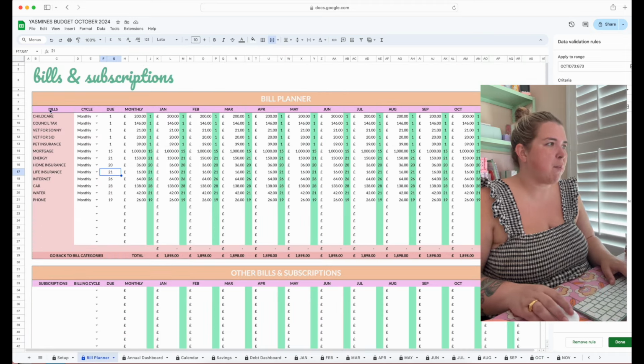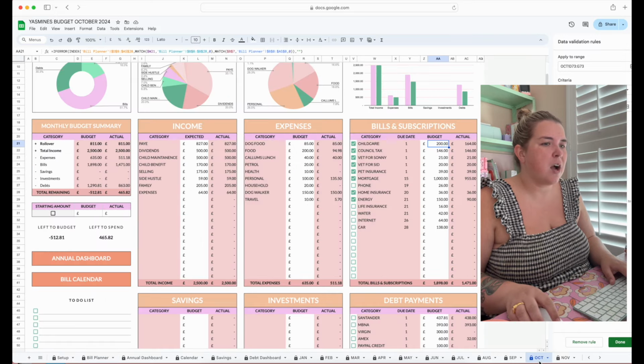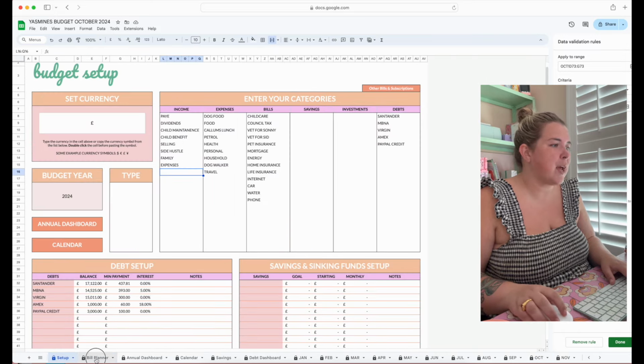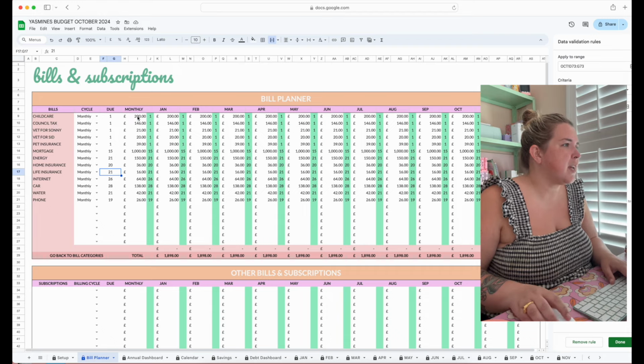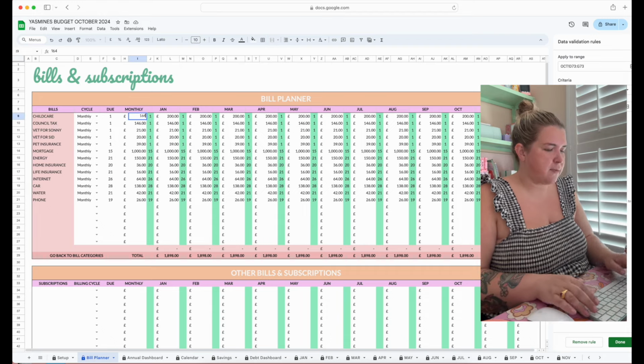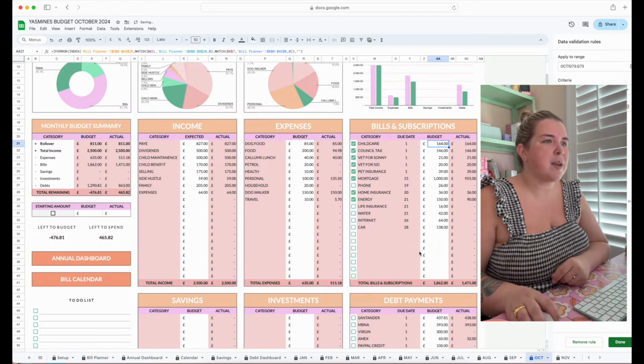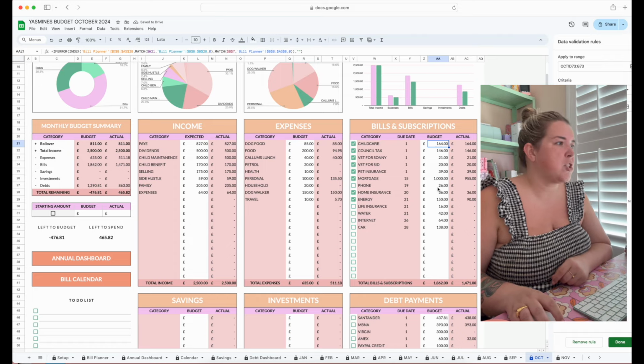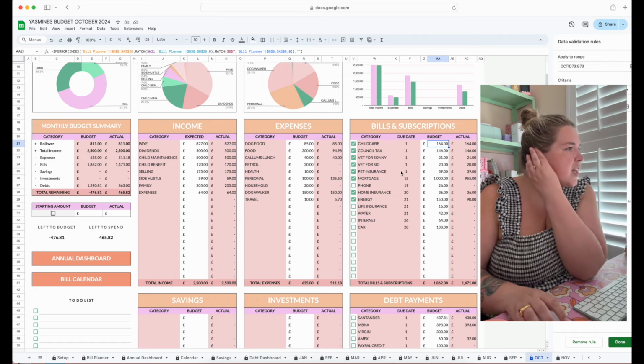bill planner I'm going back to, because my childcare, I put 200 because that's what I always think it is, but it's actually down at 164 now. So I'm going to update it here. 164 is my monthly amount, which will then bring that down in my budget one. So that's bringing that closer together.